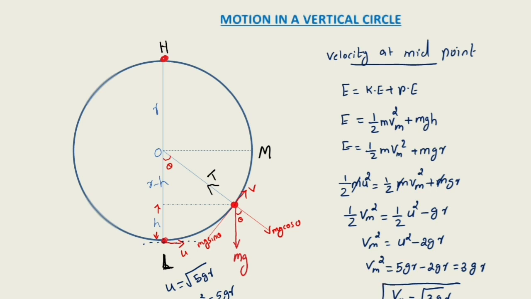This is another relation we discussed here, the velocity at the midpoint. So we have discussed three cases here. The velocity for looping the loop is u equal to root of 5gr. At the midpoint, the velocity is root of 3gr. And at the highest point, without slackening of the string, the minimum or critical velocity required at the top is root of gr. This is all regarding motion in a vertical circle. Okay, I hope you understood this topic. Thank you all of you.